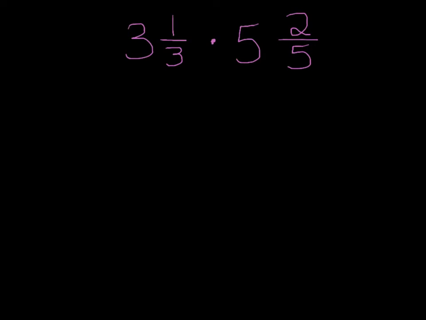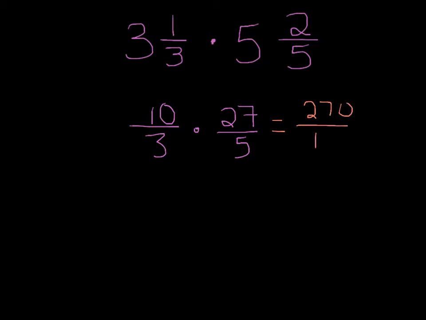When multiplying mixed numbers together, we have to first change them to improper fractions. So 3 times 3 is 9 plus 1 is 10, so this is 10/3, times 5 times 5 is 25 plus 2 is 27, so 27/5. If we multiply straight across, we would have 270 over 15. And then we would have to simplify that fraction.